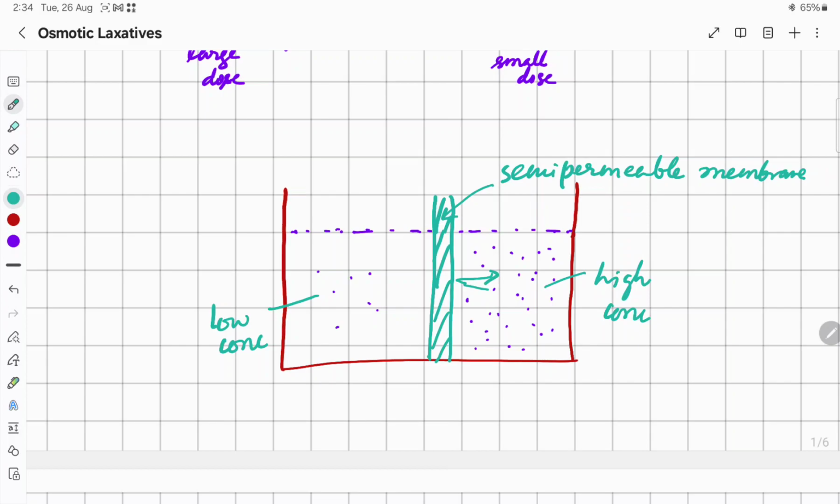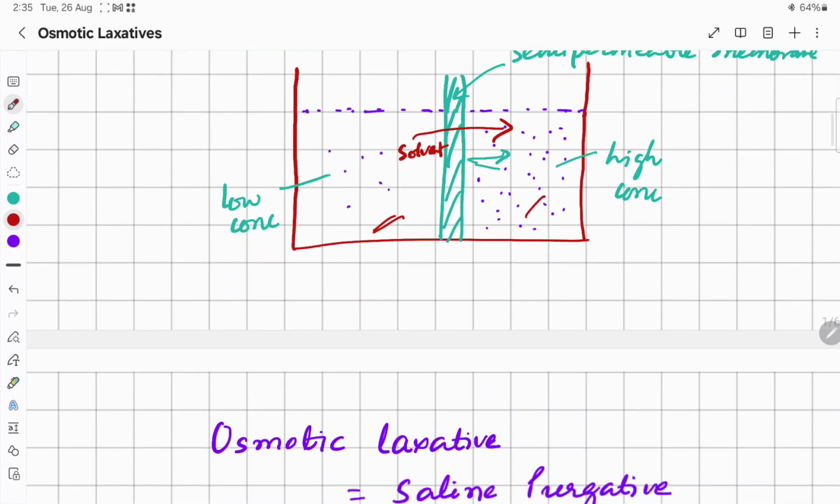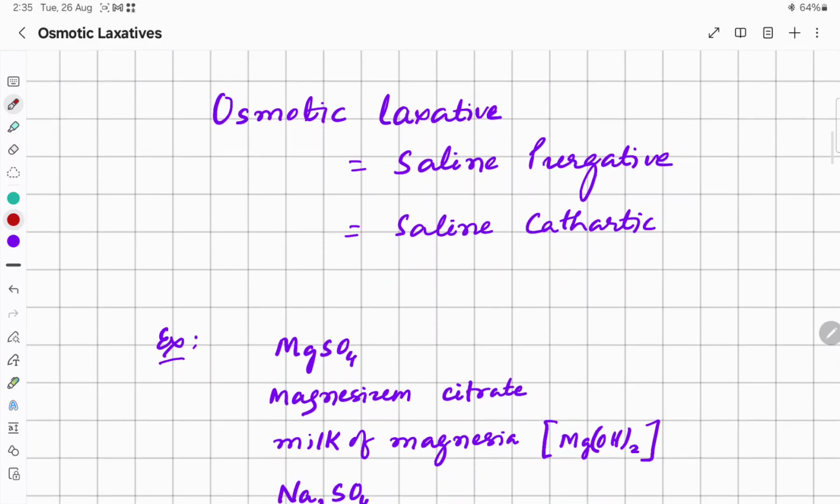So for that, what happens? The solvent moves from low concentration to high concentration, so that this side will be more concentrated and this side will be diluted. So osmosis is a process of movement of the solvent from low concentration to high concentration through a semi-permeable membrane. And this principle is applicable in case of osmotic laxatives. We can call them saline purgatives, saline cathartics.